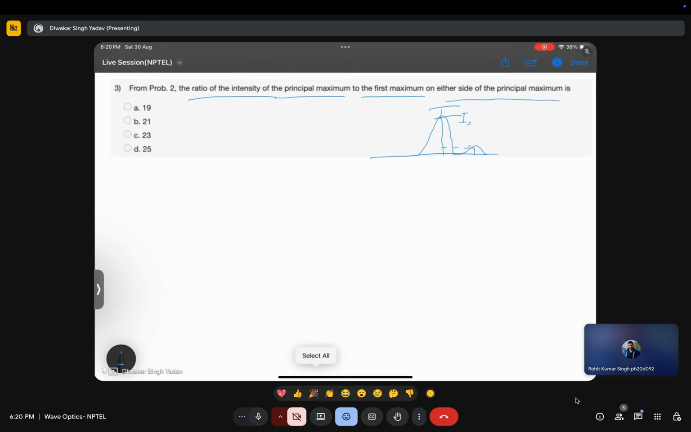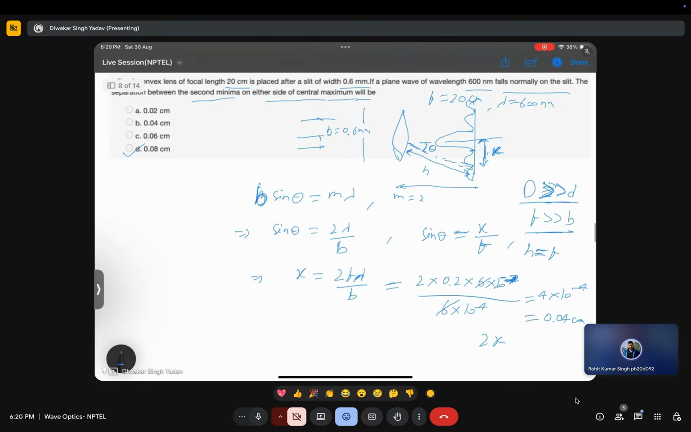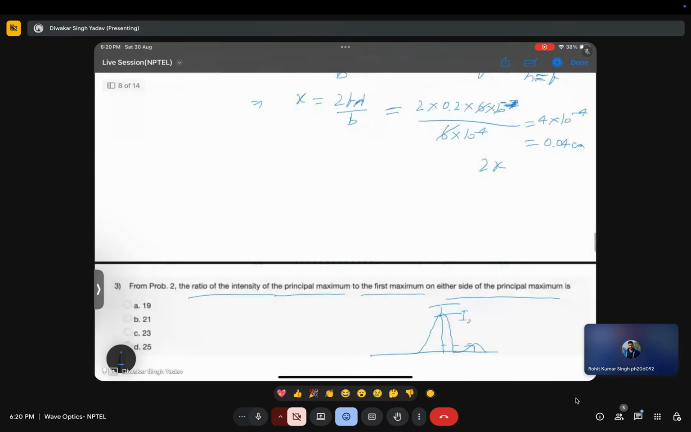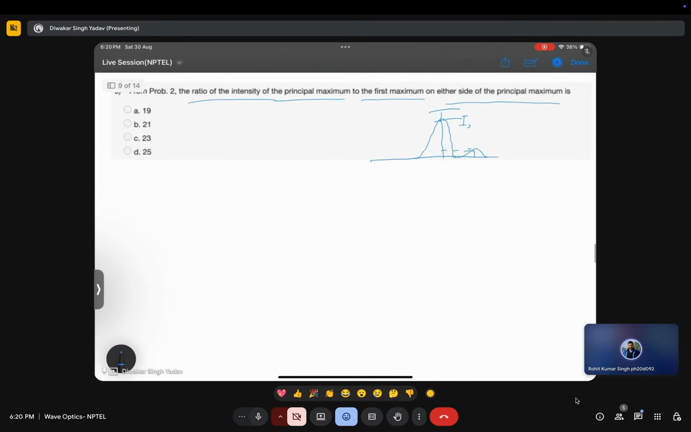Any idea? I naught by 27. How? So first you have to calculate the beta corresponding to this secondary maxima. Sorry, the first maxima.